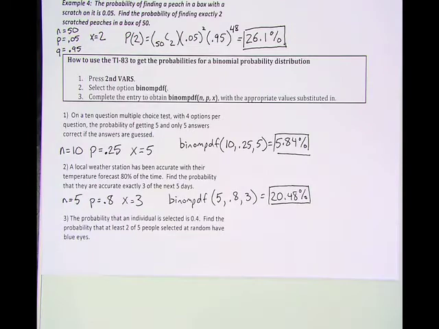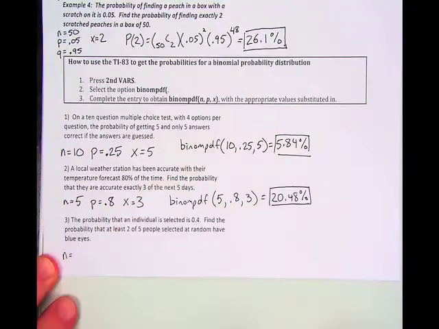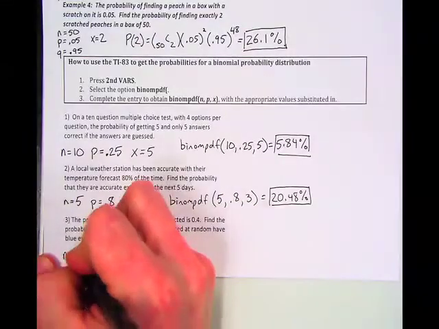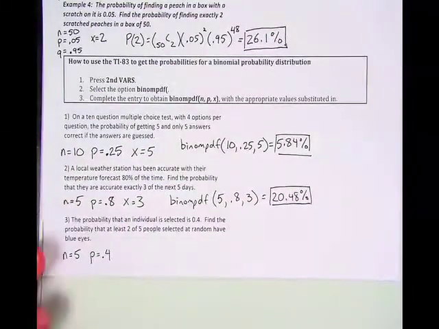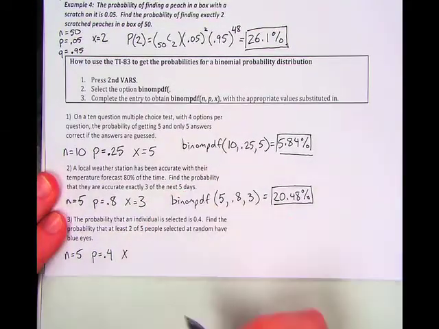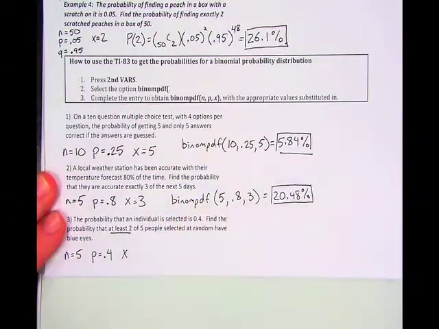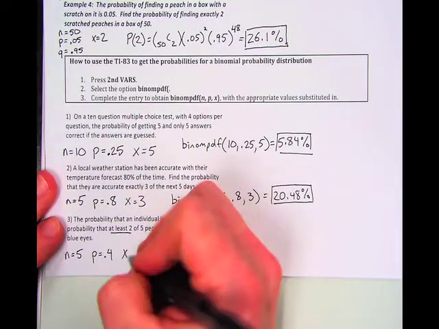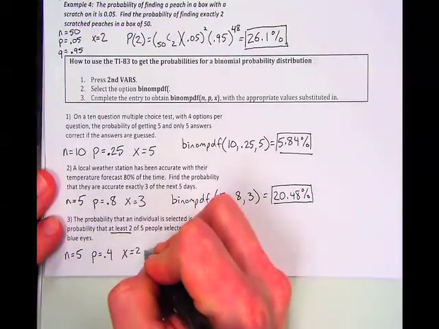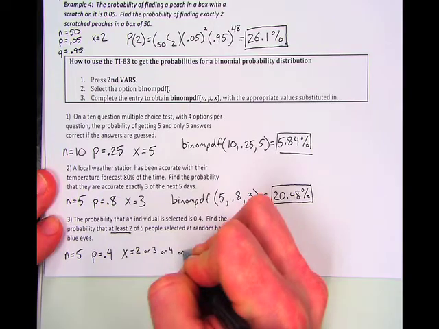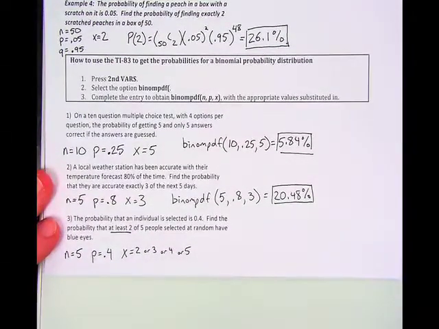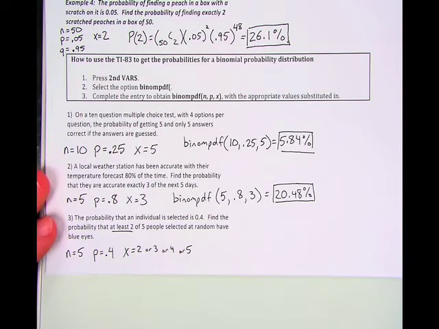So here we go. Probability that an individual is selected is 0.4. Find the probability that at least 2 of 5 people selected at random have blue eyes. Alrighty. So here, n equals 5. P is 0.4. Now x, here again, at least 2. So that means x is going to equal 2, or 3, or 4, or 5. Okay, so that means we're going to have to do Binom Pdf 4 times. How fun is this?